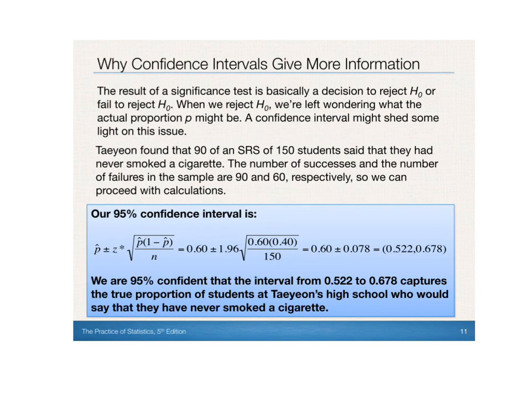Okay, so one connection between confidence intervals and hypothesis tests is that they answer questions that we might have at the same time. Once you do a significance test, that tells you whether we reject or fail to reject the null. If you reject the null, you want to figure out what the actual proportion might be, and that's where a confidence interval can come in handy. Here's an example if you'd like to look over it.